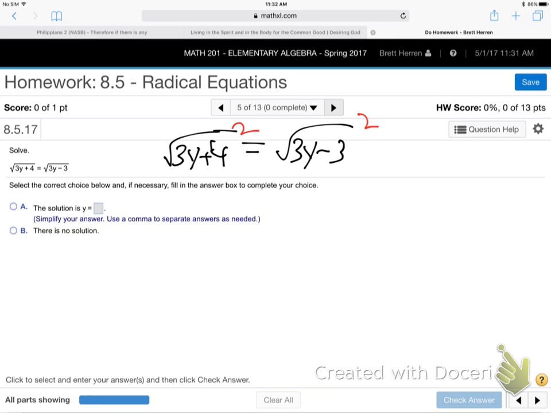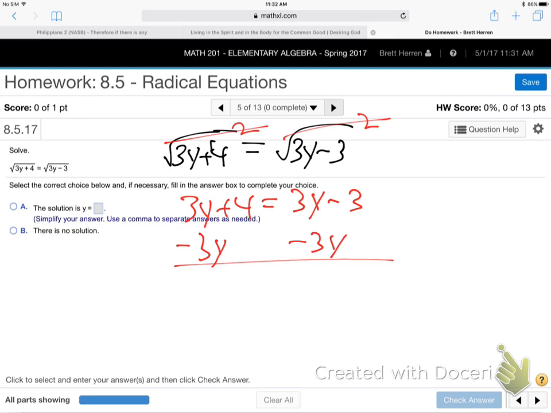2 power both sides, roots cancel squaring. You get to here, and then subtract 3y, and it's like, uh-oh, all the y's are gone, right? You just have 4 is negative 3. That's not true. No solution. When the letters vanish, you just have numbers that aren't equal. It's no solution. Not going to be on the test.